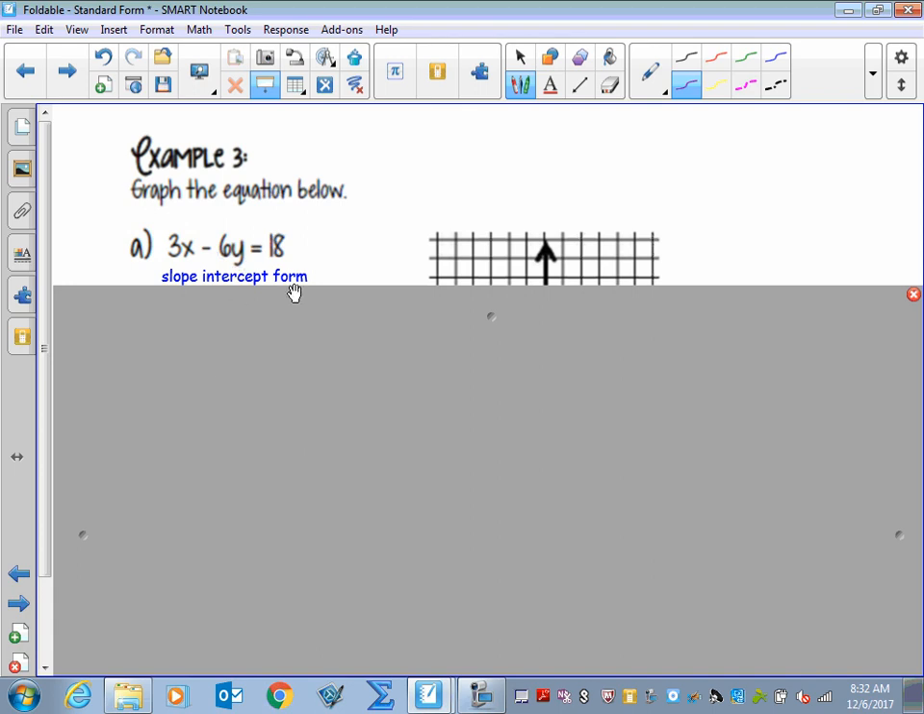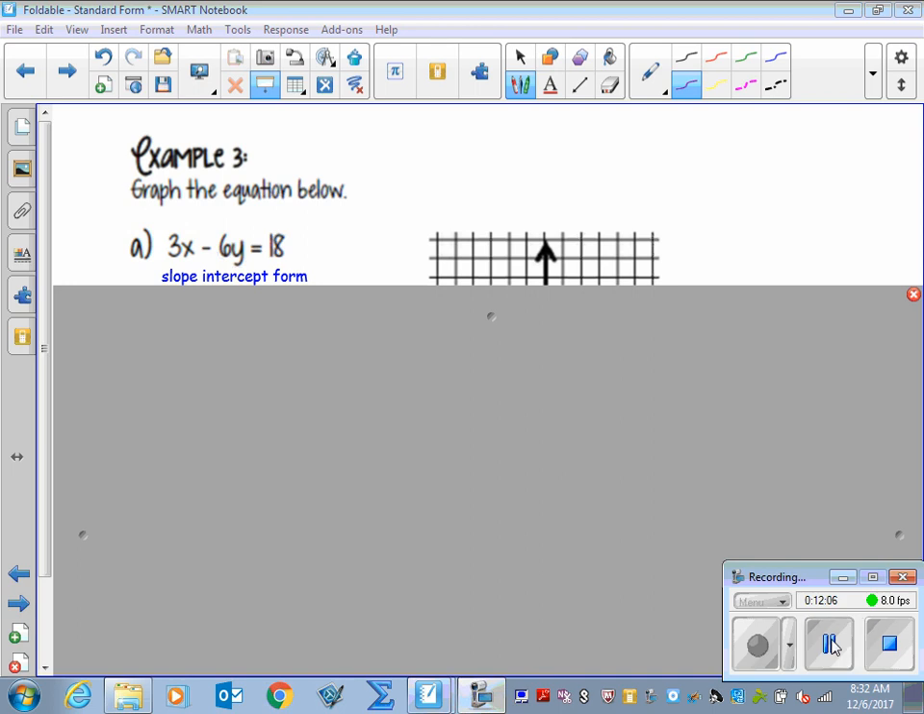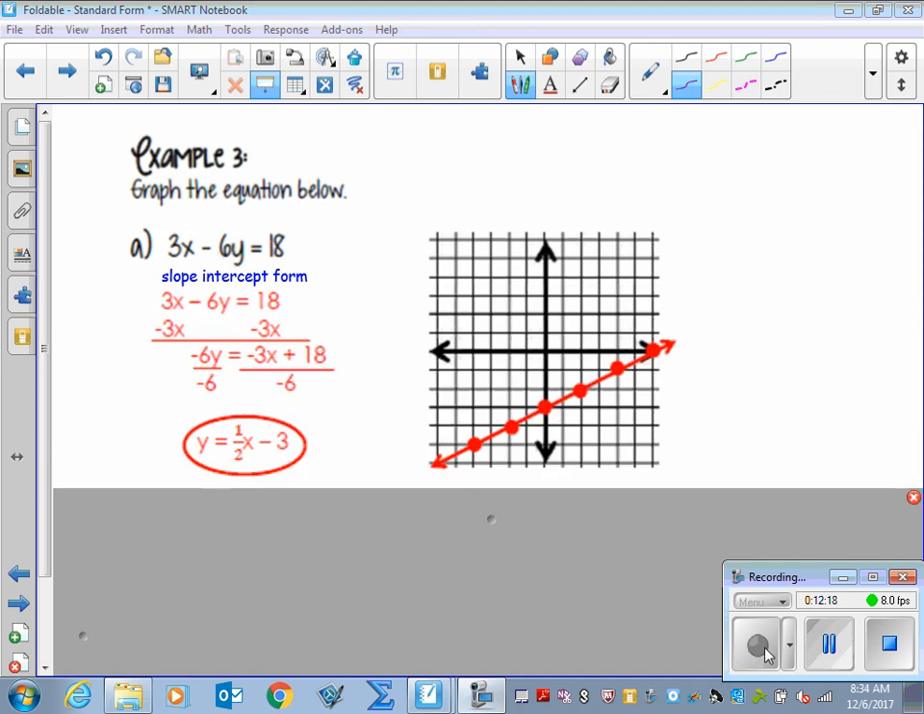Okay, so what I would like for everyone to do, I'll give you a second to take this and put it into slope-intercept form. That means solve for y. Okay, so go ahead and solve for y. All right, so you should have y equals 1/2 x, because when you divide negative 3 and negative 6, you get a positive 1/2, and 18 divided by negative 6 is negative 3.